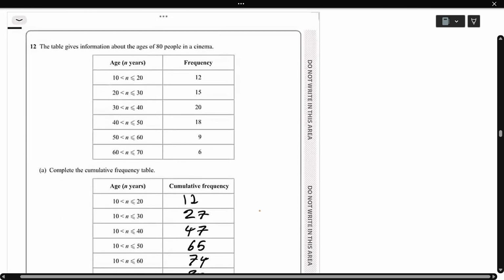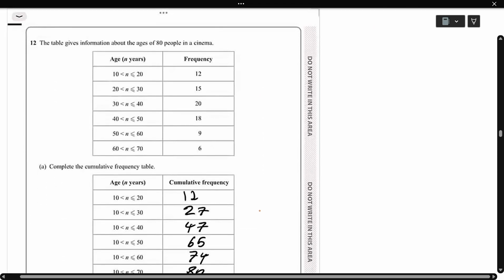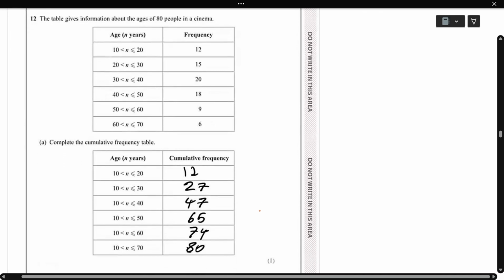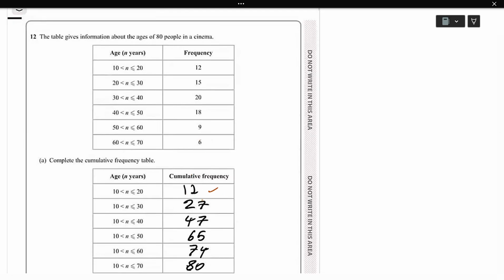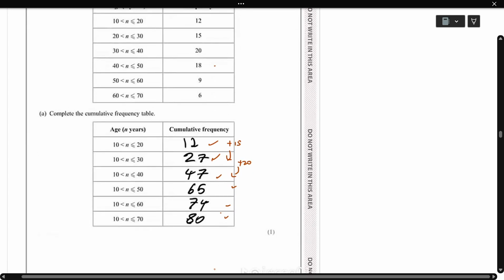The next question is a cumulative frequency. The frequency is given, and next we are finding the cumulative frequency. We just add up. The first one is as it is. Then 12 plus 15 is here. Then that answer plus 20 is here. Then this answer plus 18 is here. Then plus 9 is here, plus 6 is here. So we got all the points.